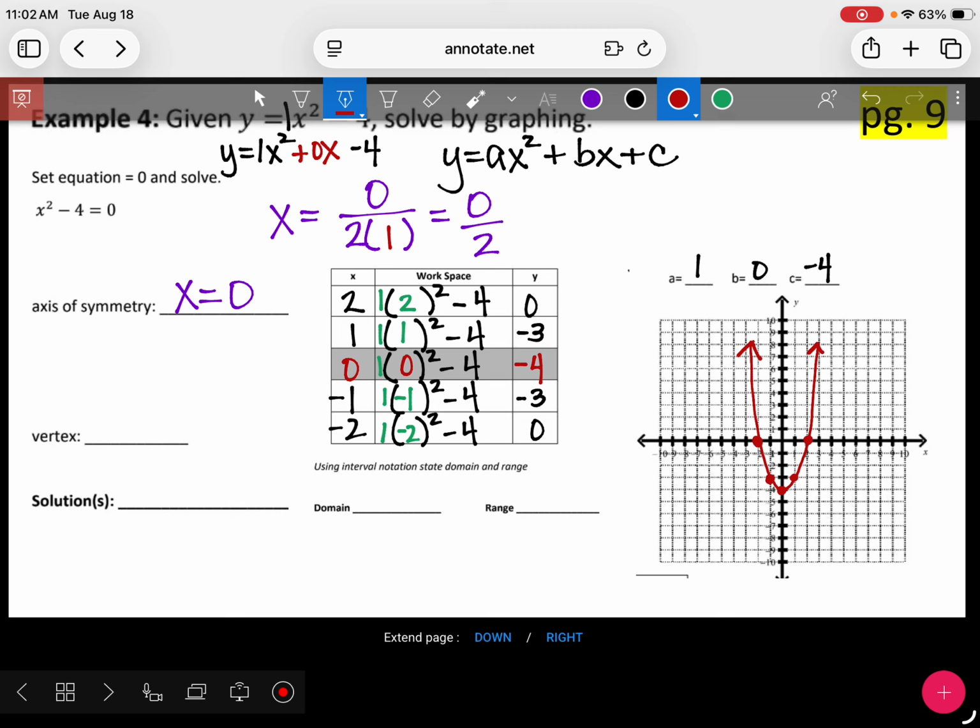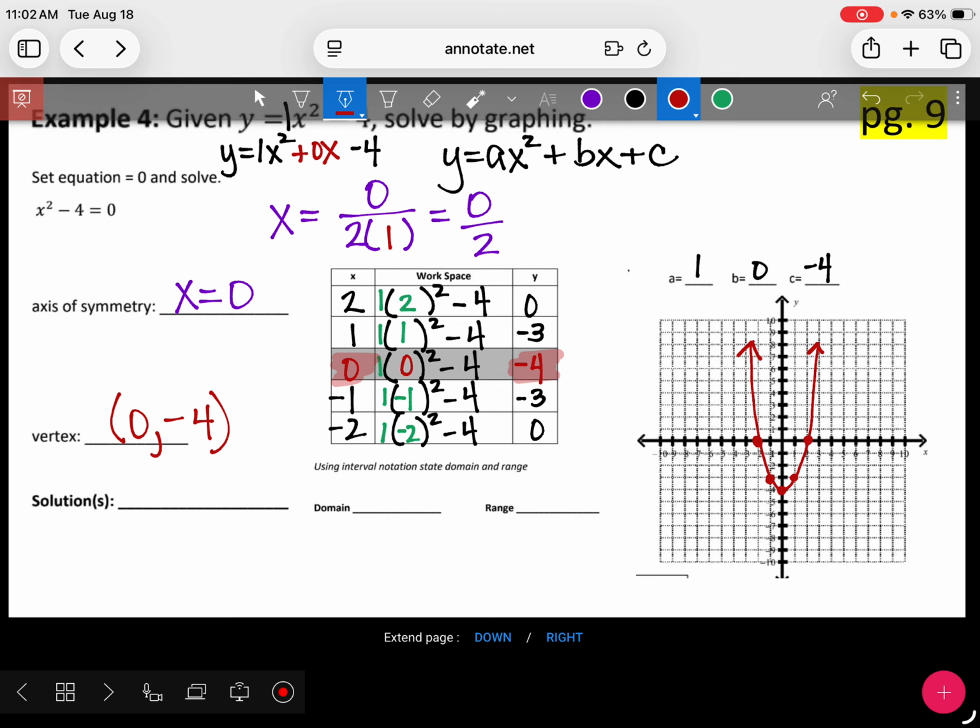Okay, so the lowest point on our graph is right here. And what do we call this? 0, -4. What would that be? Your vertex. The vertex. Okay, so I'm about to ask y'all a question. I'm scared though. Is that a minimum or a maximum? It's a minimum because it's the lowest point.